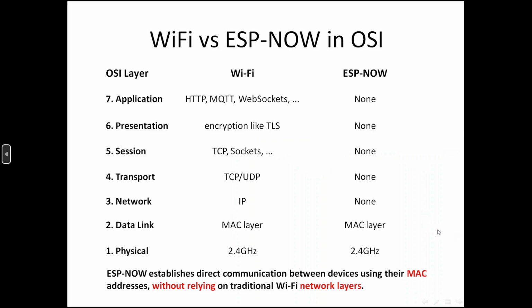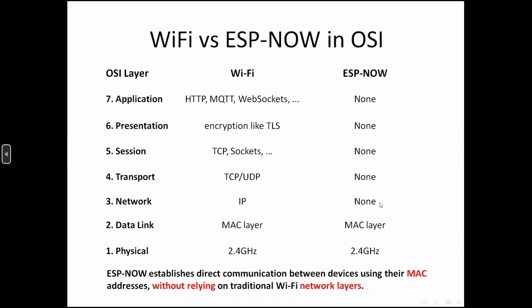One slide regarding ESP-NOW. If we look at the seven-layer OSI model, we can see that the physical layer is the same. They both use the 2.4 GHz communication which is used in Wi-Fi. Both of them on the second layer use the MAC address. So basically ESP-NOW communicates between MAC addresses.